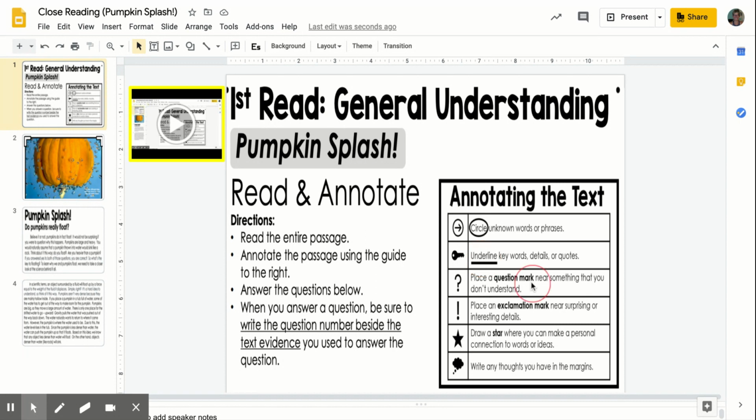We'll put a question mark by something we don't understand, an exclamation mark by something that surprised us or we found really interesting, a star where we can make a personal connection, and this little thought bubble, we can write any thoughts that we have in the margin or on the side of the text.